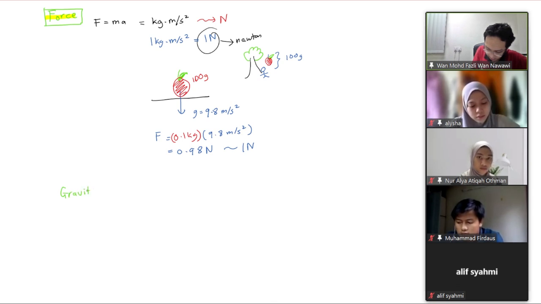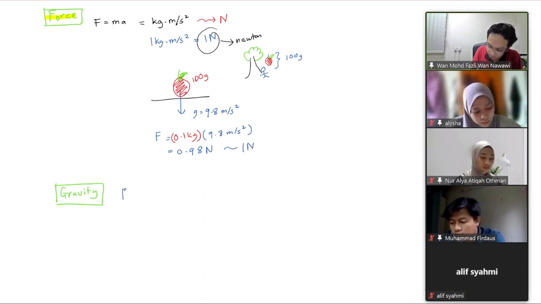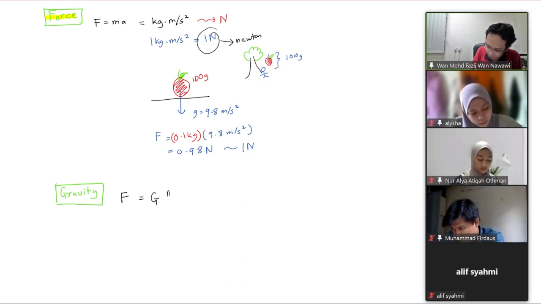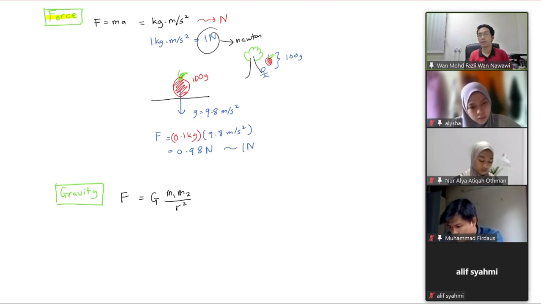Gravity. The formula for gravity that you learn in physics class, also in secondary school, has force in front. They have the gravitational constant, and then you have m1 m2 over r squared. So this is basically the equation for gravity.